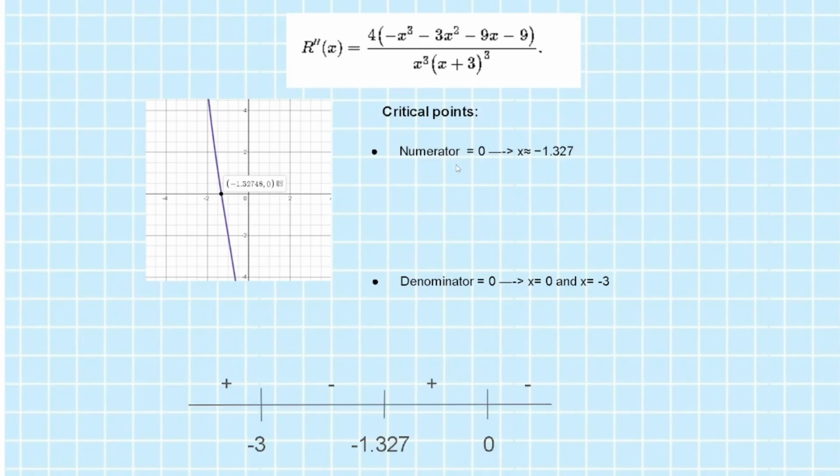And then when we plug all of these in and see the values in between, we see that it's concave up on negative infinity to 0, union negative 1.327 to 0, and concave down on this interval. And then these points would most likely be points of inflection.